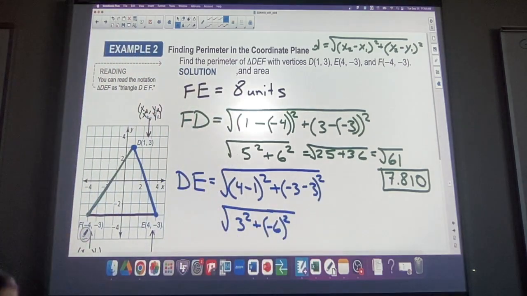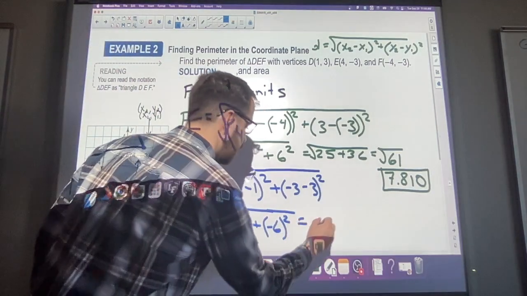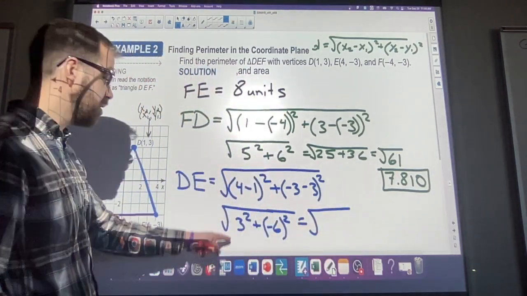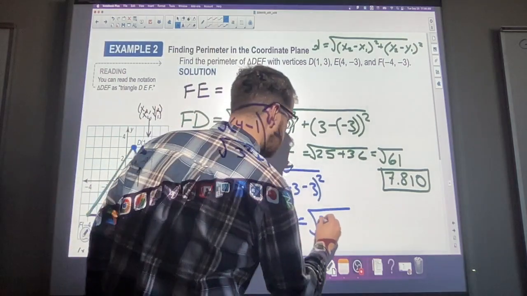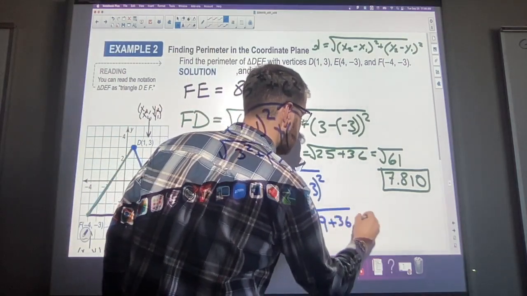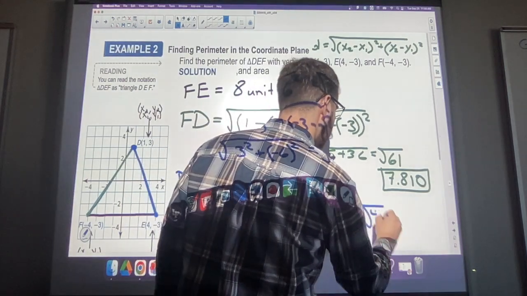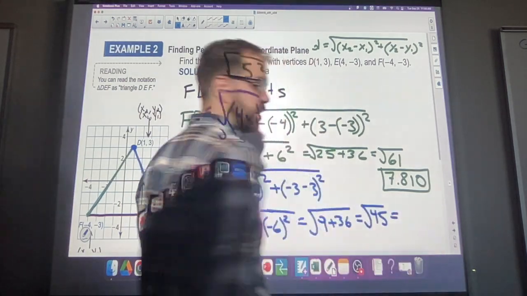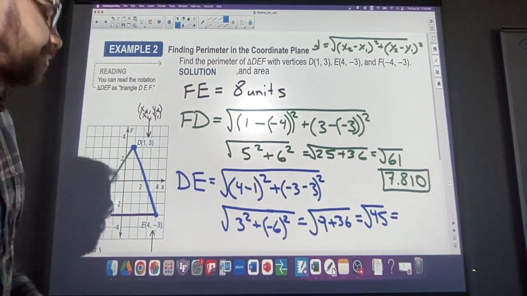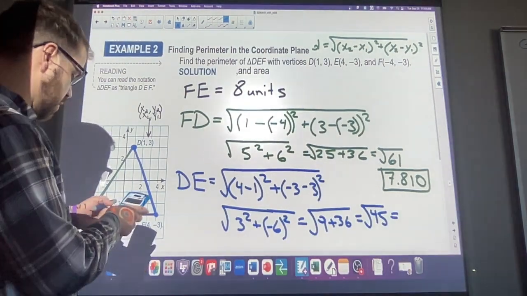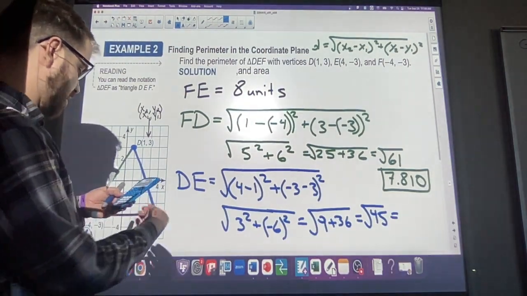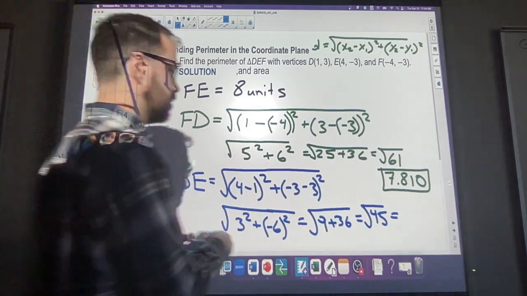Remember, when you square a negative, you're going to get a positive. So we end up with 9 and 36. So 9 plus 36. And 9 plus 36 is 45. So we need the square root of 45. Which is, if I grab my calculator, square root of 45, and I get 6.708.